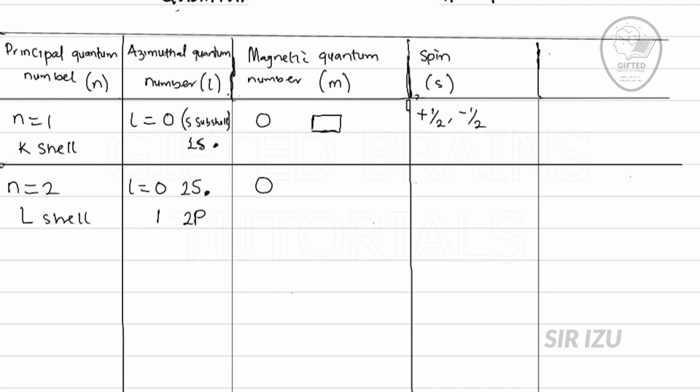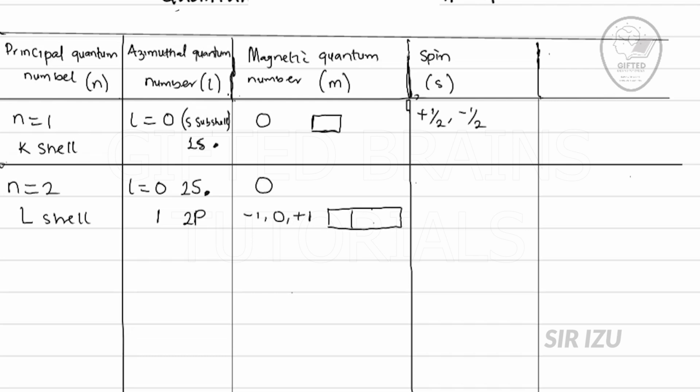Now, for L equal to 1, which is the P subshell, our m values will be minus 1, 0, and then plus 1. That's what we're talking about, that it takes values of minus L through 0 to plus L. And that's why whenever we draw the P using box representation for orbitals, we use 3 boxes.